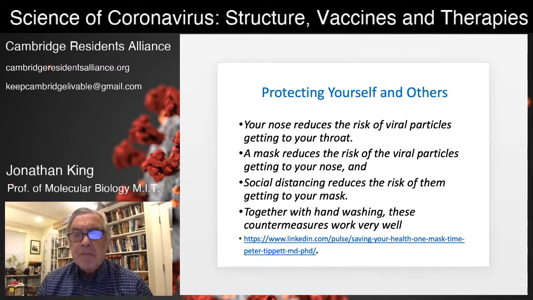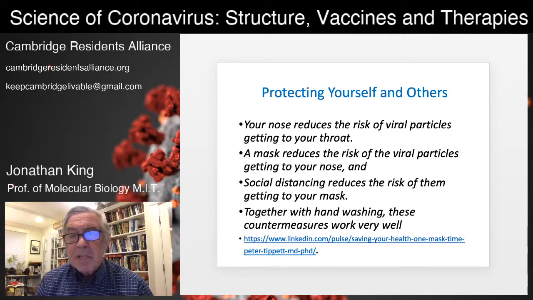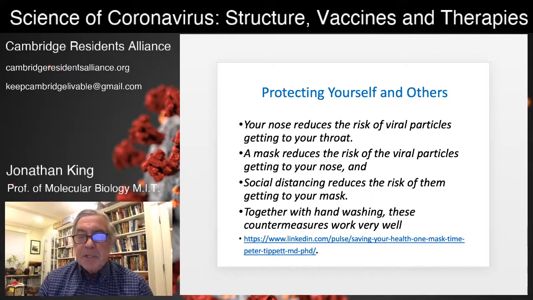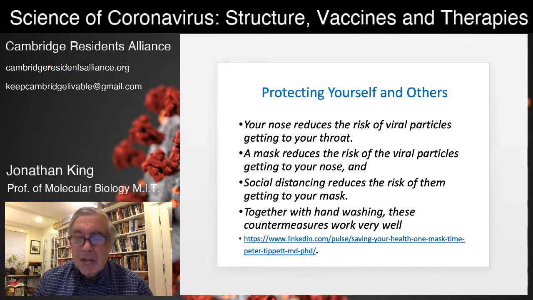So your nose reduces the risk of virus particles getting to your throat. A mask reduces the risk of the virus particles getting to your nose. Social distancing reduces the risk of them getting to your mask. And together with hand washing, these countermeasures work very well, right? And so if we all wear masks when we're outside, if we all wash our hands, we can very, very much limit the transmission of viruses from one person to another. On the other hand, if 5 people are partying together and laughing and yelling back and forth and hugging and kissing each other, and one of them is infected, the other people are at very serious risk.